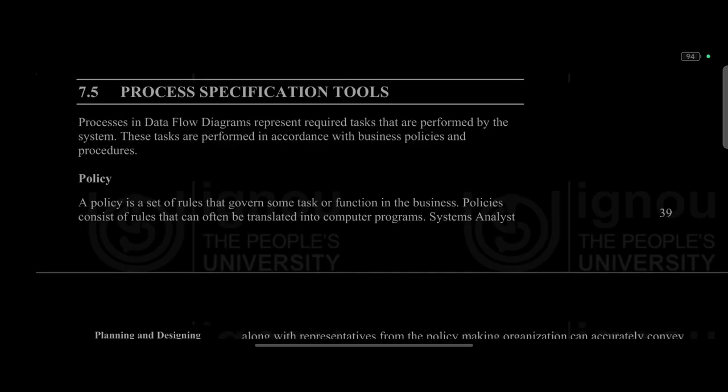Processes in data flow diagrams represent required tasks that are performed by the system. These tasks are performed in accordance with business policies and procedures. Policy: a policy is a set of rules that governs some task or function in the business. Policies consist of rules that can often be translated into computer programs.